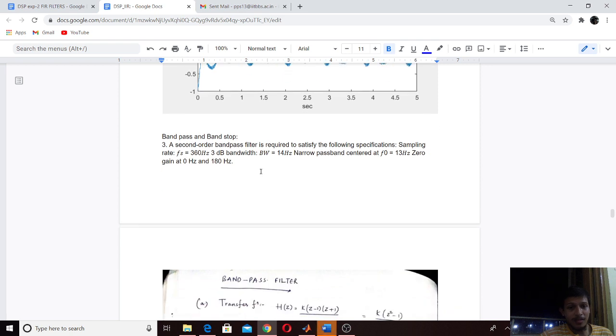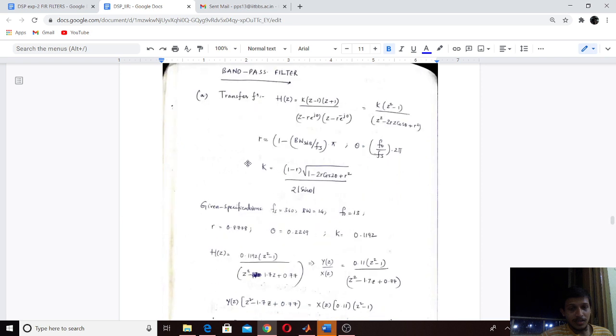The requirements for the band pass and band stop filters are provided here. This is for the band pass filter, which has sampling frequency fs equal to 360, 3 dB bandwidth equal to 14 Hz, and a narrow passband at f0 equal to 13 Hz, and 0 gain at 0 and 180 Hz. Using the pole zero placement method, H of z is equal to k into z minus 1 into z plus 1 by z square minus 2 r cos theta z plus r square, where r is equal to 1 minus 3 dB bandwidth by fs into pi, and theta is equal to f0 by fs into 2 pi.